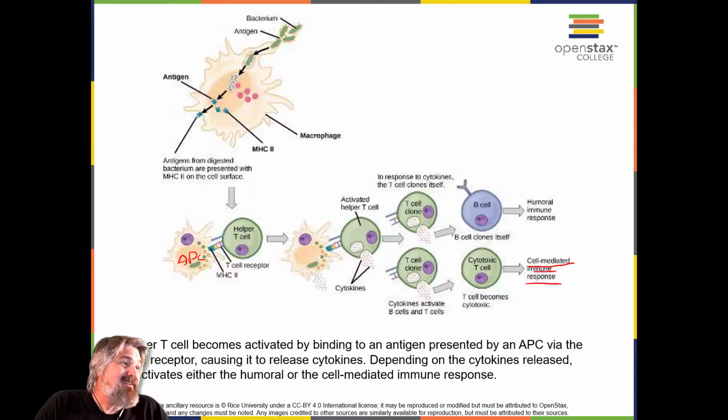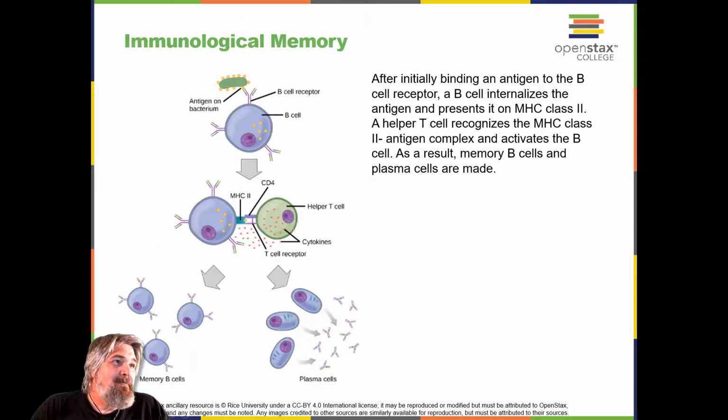Here's how they work together. So the helper T cell, I mentioned the B cell before, can induce the B cells to clone itself and either become the plasma cell or the memory cell. Type 1, type 2 help. Memory, immunological memory. Hopefully you all have some of this action here.